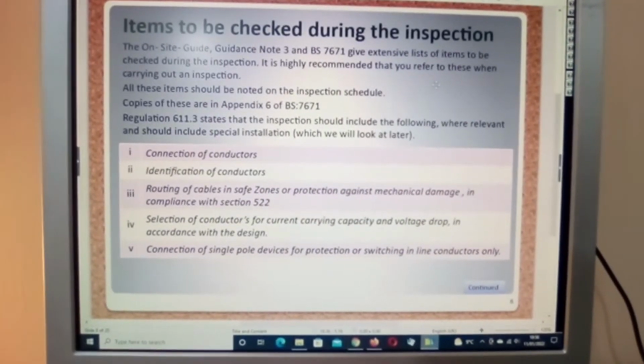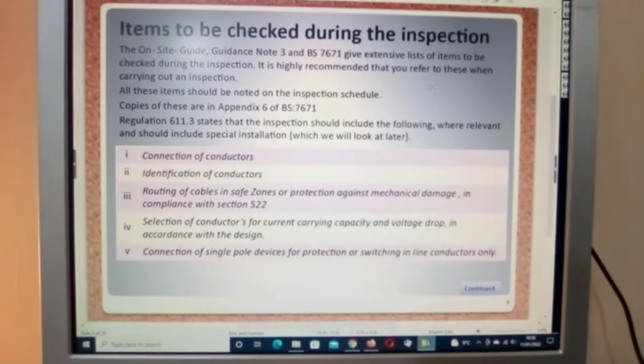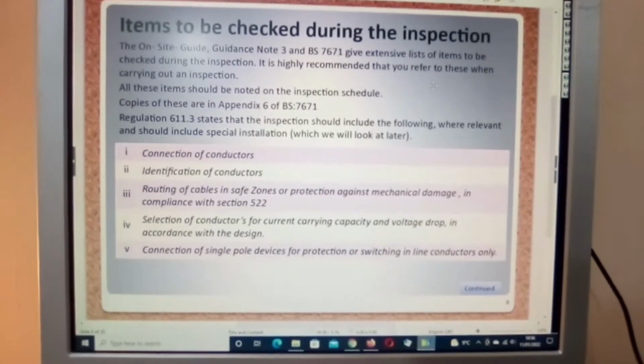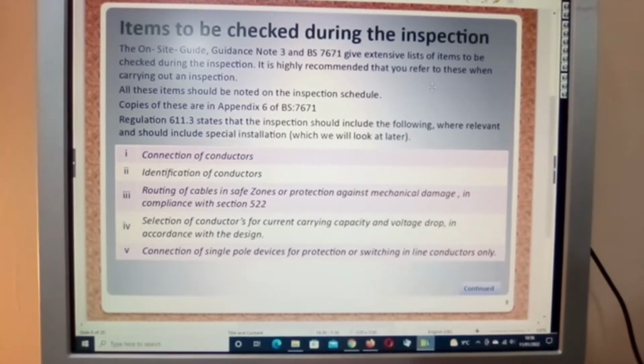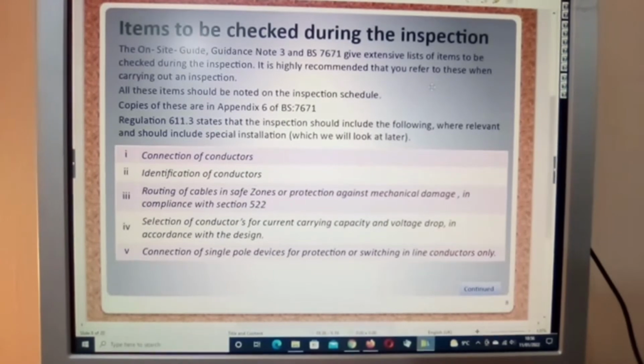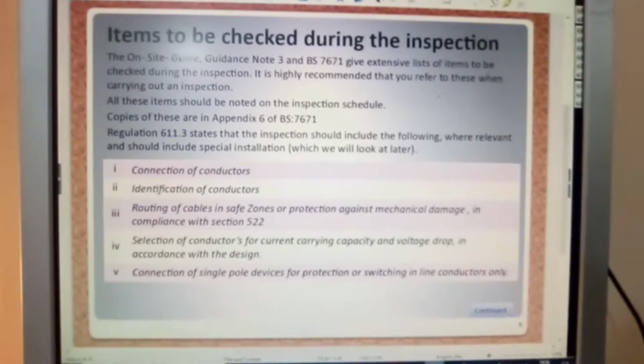Here we have a list of items to be checked during the inspection. Now, you need to use your on-site guide because this will give you an extensive and short version, making it more simplified for you to understand and apply in practice. Okay.